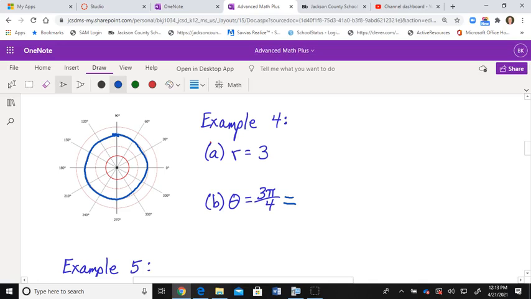135? Sure? Carly is exactly right. That is just a straight line at 135 degrees. Okay? So 135 would be right here, and it does go all the way through it. Okay? So this is part B.